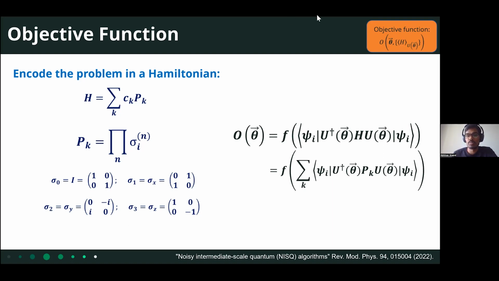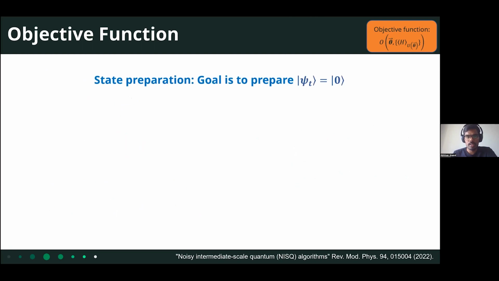So the goal would be to find the optimal parameters which basically correspond to the ground state, or to the solution of your problem. What I've shown here is just an expectation value that you need to calculate, and calculate the objective function iteratively until you reach the optimal. So let's look at a simple example, right?